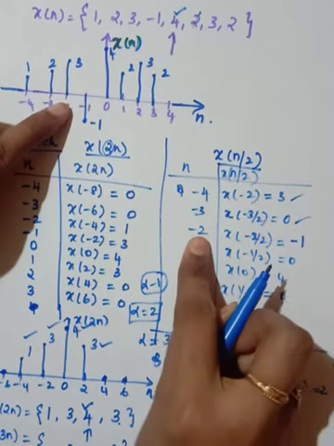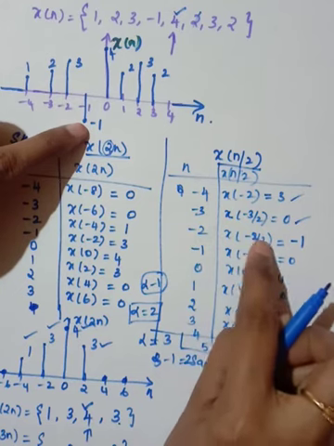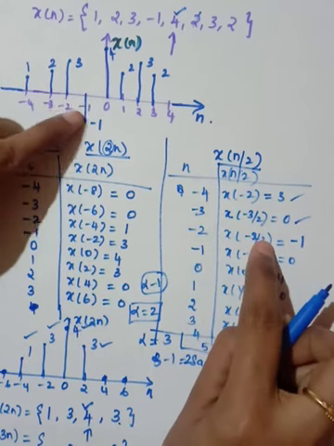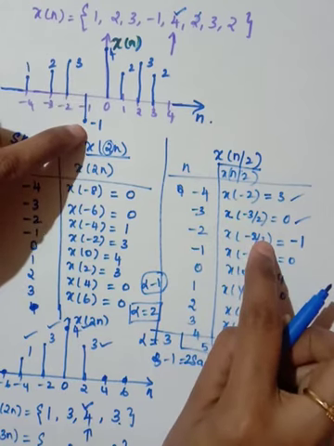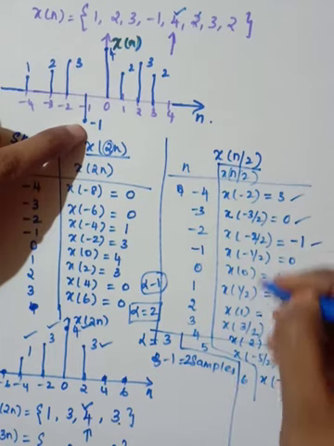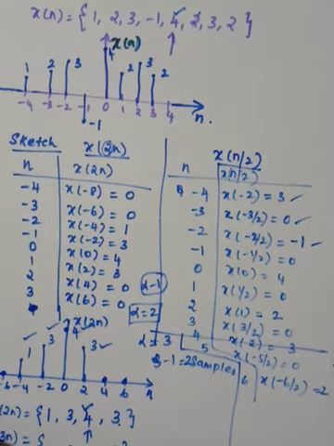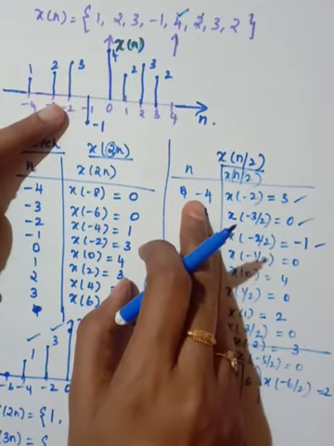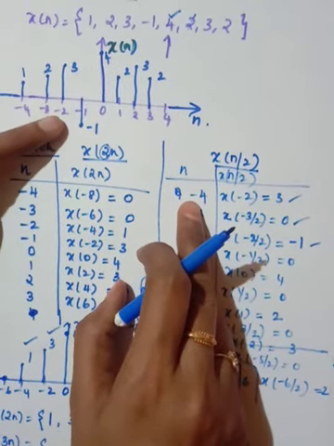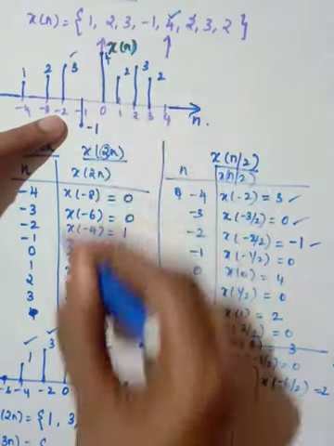Similarly I am putting for minus 2. Minus 2 by 2 is x of minus 1, so the value is minus 1. So I am putting it in this range. Now see the negative range. Only if I use minus 4, I am going to get only the samples from 3.